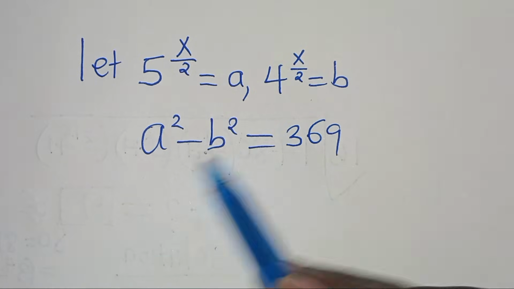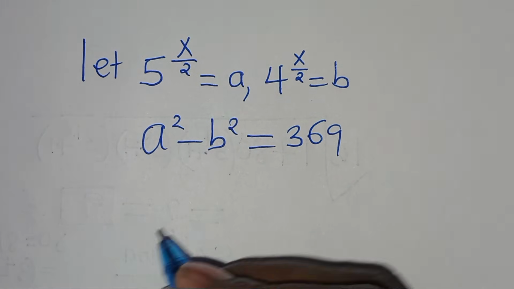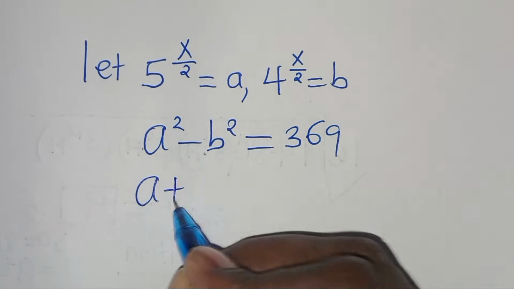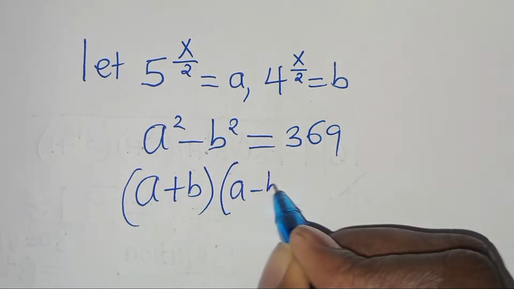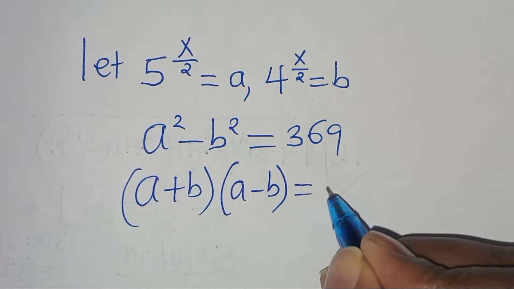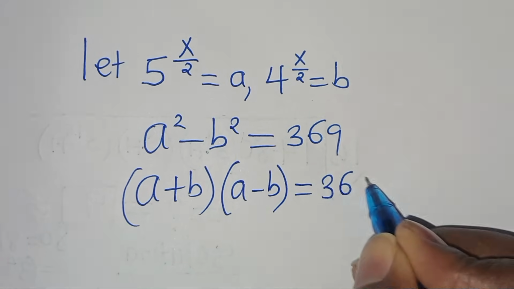We have that a squared minus b squared. This is the difference of two perfect squares that we can express as a plus b multiplied by a minus b, and this is equal to 369.